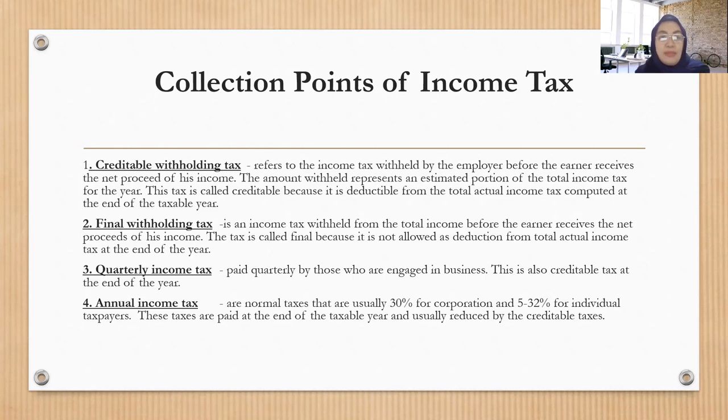And it is creditable because at the end of the taxable period, when you file the income tax return for the employee, these are creditable. So if he had previous payments from previous quarters, they are to be deducted from the annual tax return to determine how much is left to be paid.